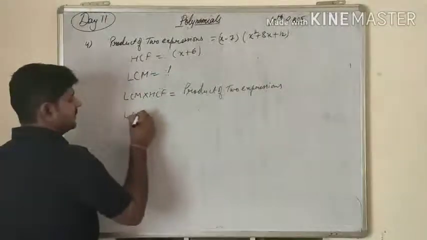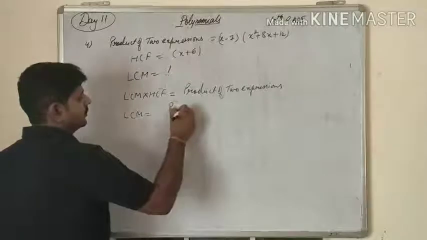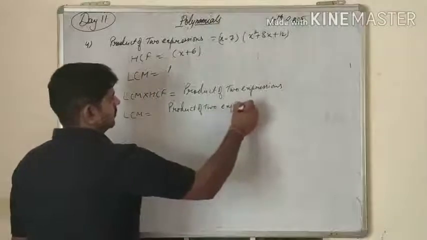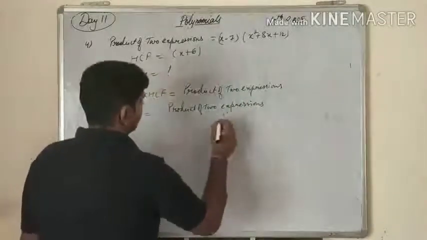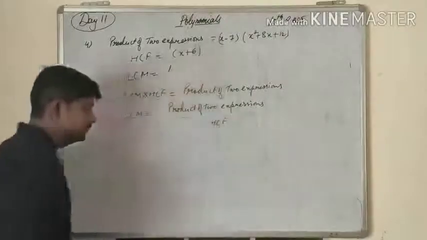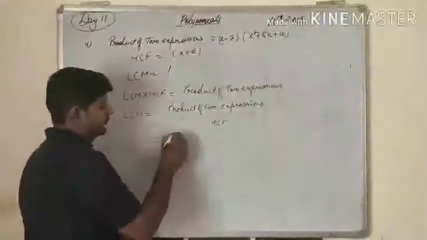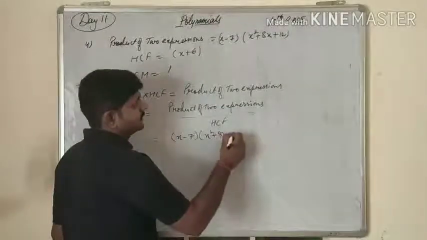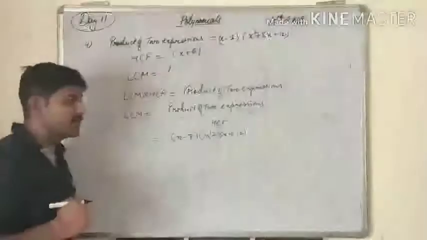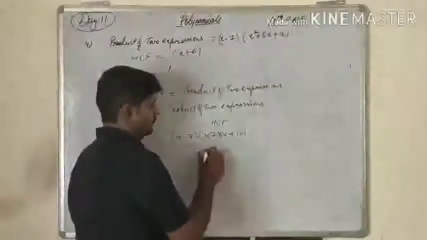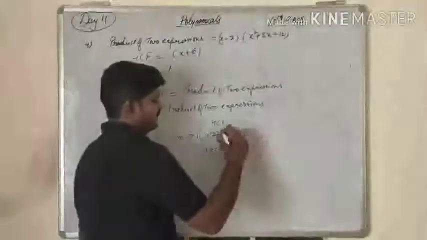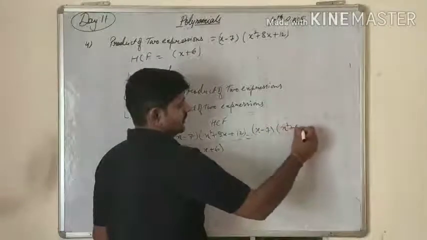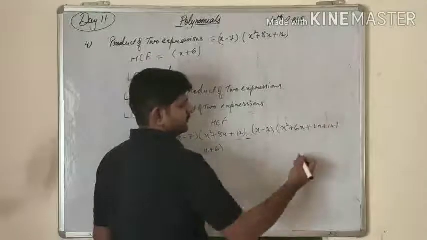So we can find out LCM by using this formula. Product of both divided by HCF. So x minus 7 into x square plus 8x plus 12. 6 times 2 is 12. If we factorize this, so x minus 7 and their factors will be x square plus 6x plus 2x plus 12.